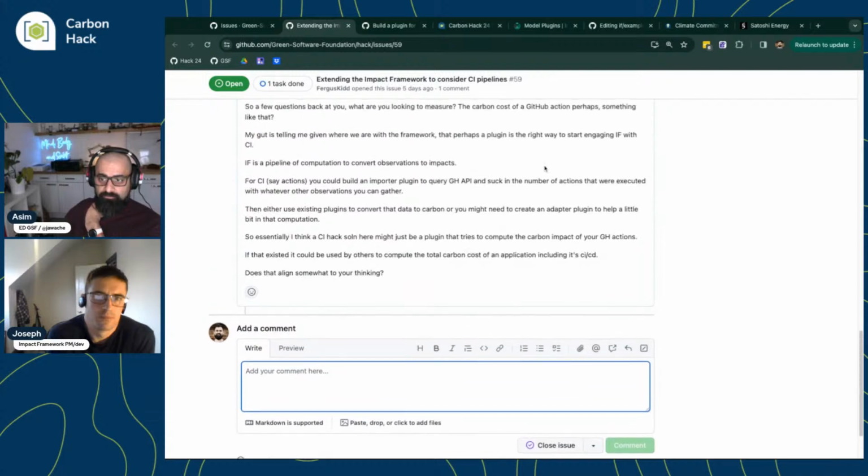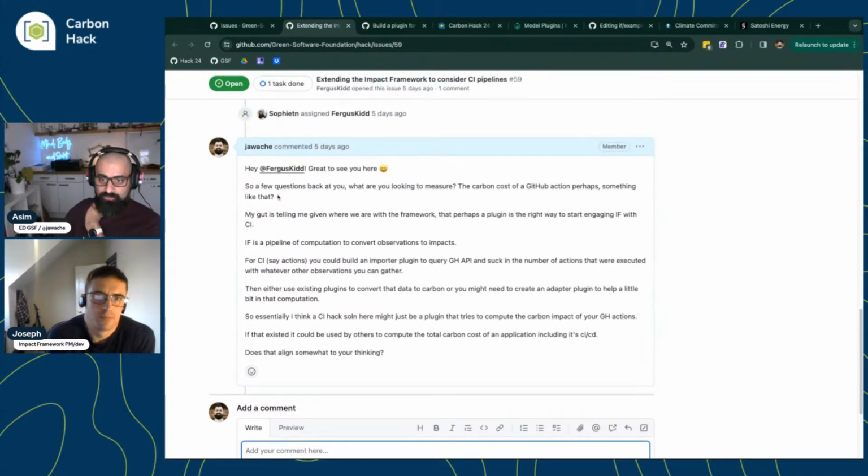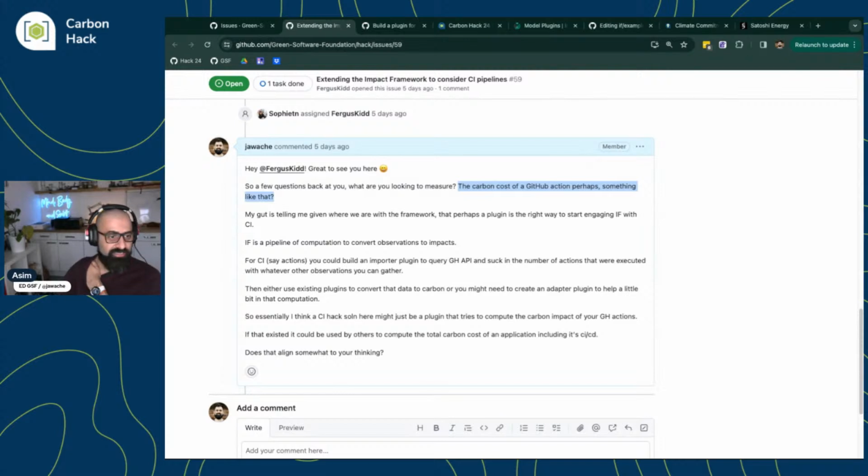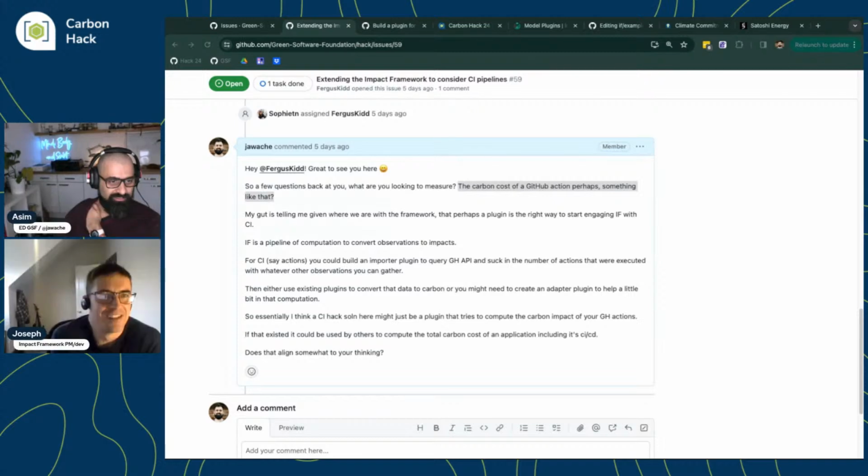My feedback for Fergus really quickly was asking what do you want to measure from a CI perspective? If you think about it, one of the things that would be useful to exist, because we've lost Joseph. Or is he back? Have I kicked you off? I think I might have kicked you off by accident. Did I kick you off? All right, sorry. You're back now.